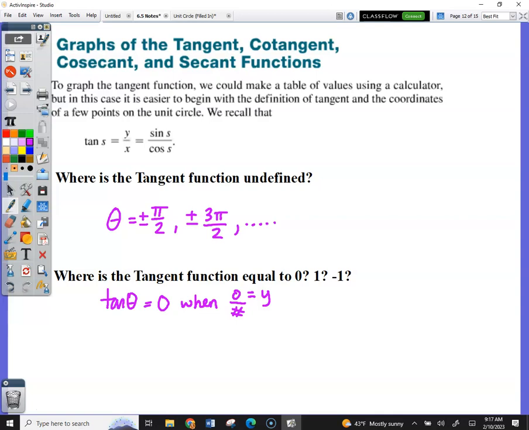So the first one is 0 pi. I don't think I wrote 0 pi. I did actually. I wrote 0 pi. Okay. So tangent is 0 when the y value is 0. So the answer is 0 pi, if you want to write that there, or just 0. And then pi, positive or negative pi, then positive or negative 2 pi, and so on.